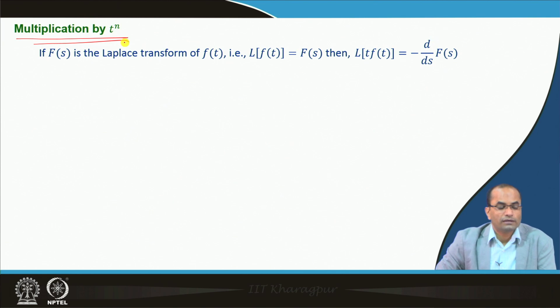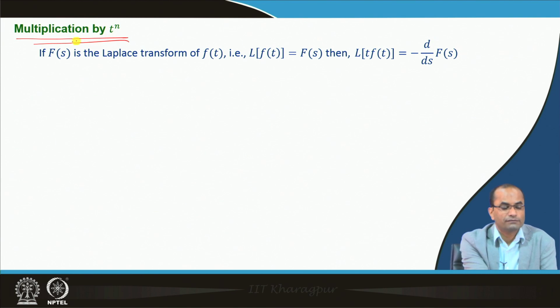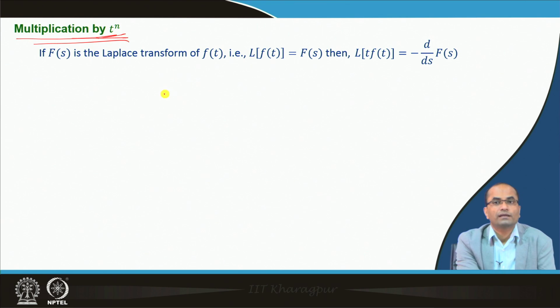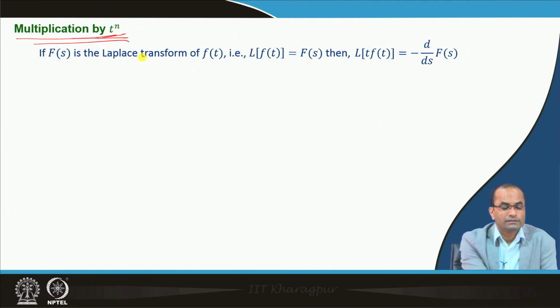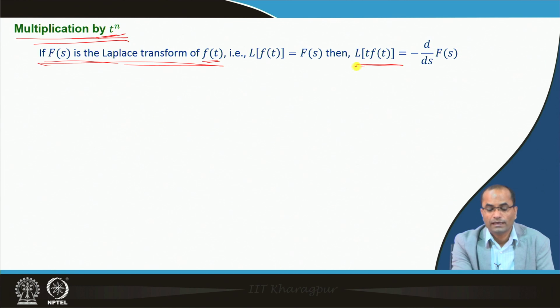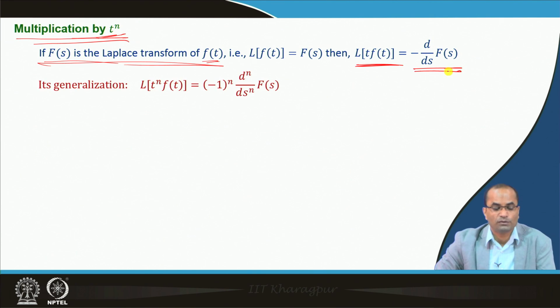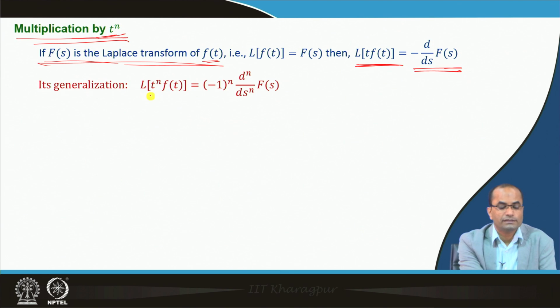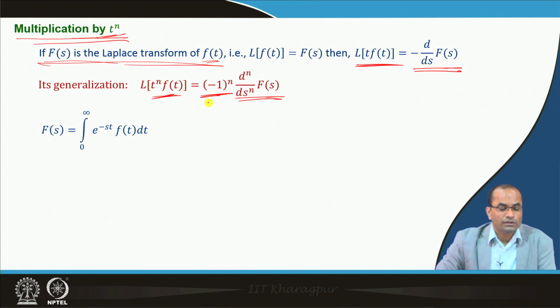The last property for today's lecture is multiplication by t power n. If F(s) is the Laplace transform of f(t), then the Laplace transform of t f(t) is minus d over ds of F(s). That is another nice property, and its generalization, if we apply it repeatedly, is that for t power n f(t), minus 1 power n will come out and we have these derivatives.